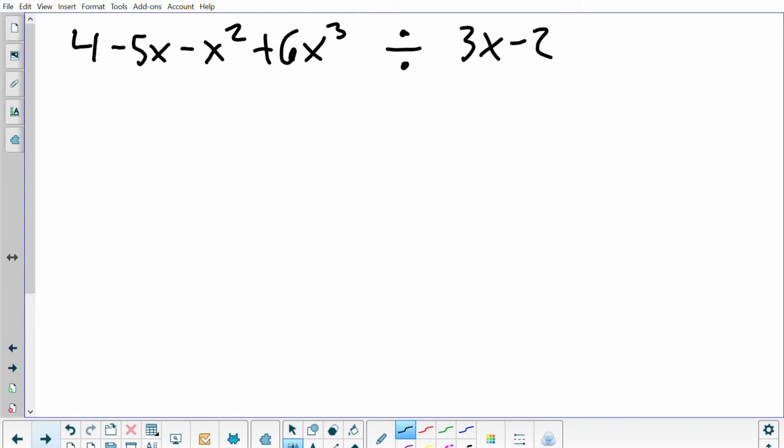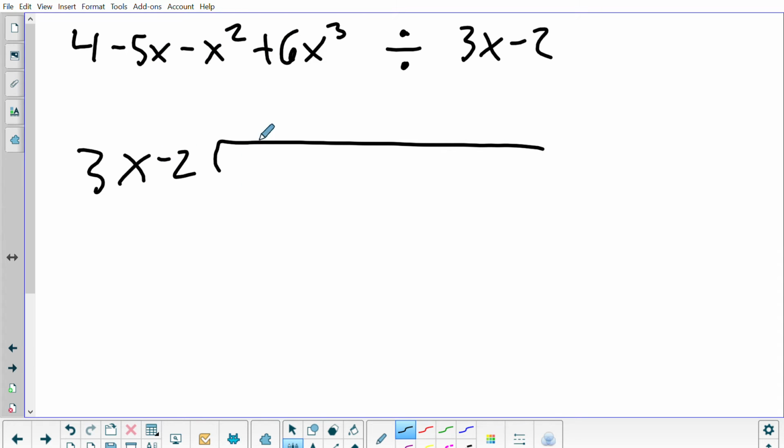To see another one, whatever it's being divided by goes in front, and then this goes inside. We like to organize them by exponents, so I'm going to do the third power, second power, first power, and then constant.